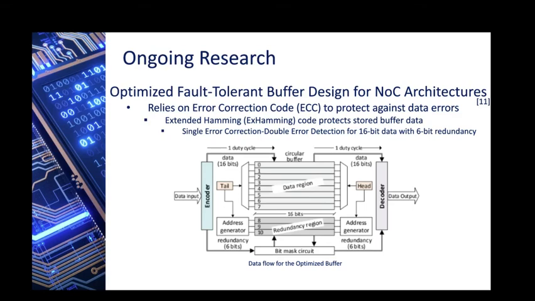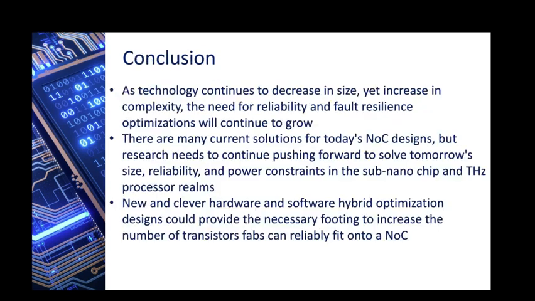The last research paper we'll talk about is the optimized fault-tolerant buffer design for network-on-chip architectures. It relies on error correction code to protect against data errors by using an extended Hamming code to protect stored buffer data. It uses single error correction double error detection for 16-bit data with 6-bit redundancy.